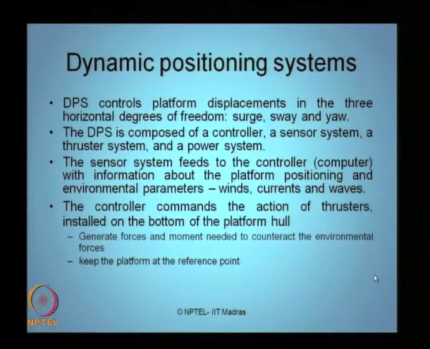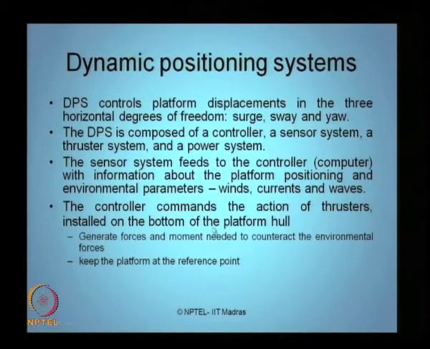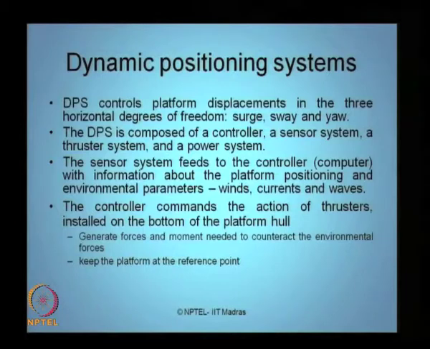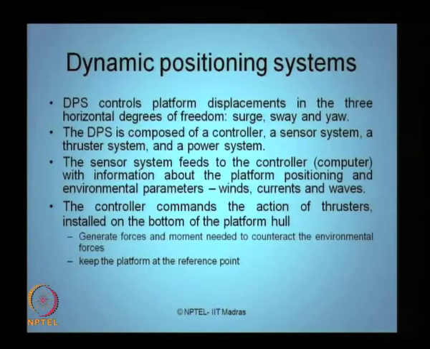Once the controller receives this information, it compares the GPS position of the drill ship with that of the actual position of the drill hole. The controller commands the action of thrusters indirectly so that the ship can be brought back to the original required destination. The thrusters are generally installed at the bottom of the platform hull. These thrusters generate forces and moment required to counteract the environmental forces.